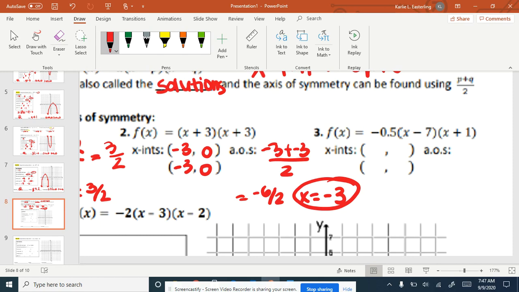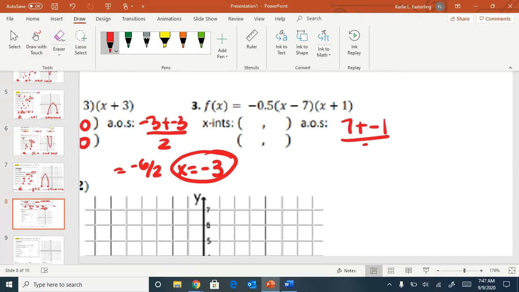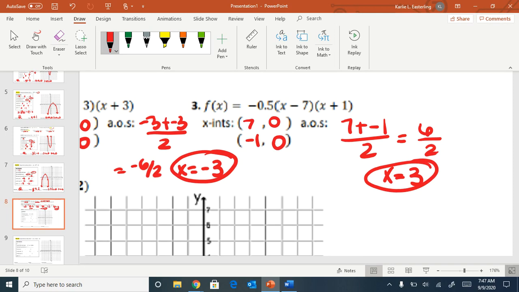So then finally, this last one, number 3, we're looking at 7 plus -1 divided by 2. So we're looking at 6 divided by 2, which gives me that our x value is 3 for our axis of symmetry. And our zeros are going to be (7, 0) and (-1, 0).